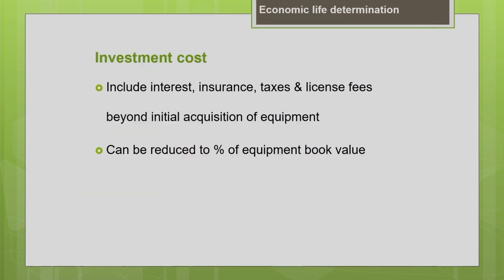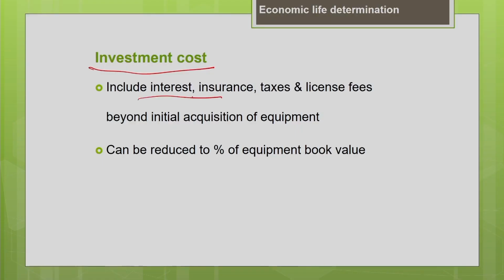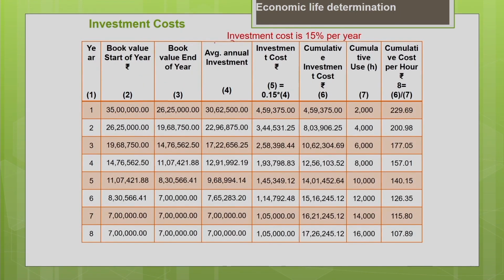Now comes the investment cost. This investment cost includes all the costs associated with the investment, like the interest you pay for the loan, your insurance, taxes, license fees, everything we are adding under investment. So, it can be calculated as a percentage of the equipment book value. In this problem, the investment cost is given as 15% per year.